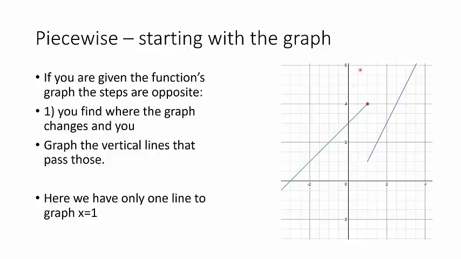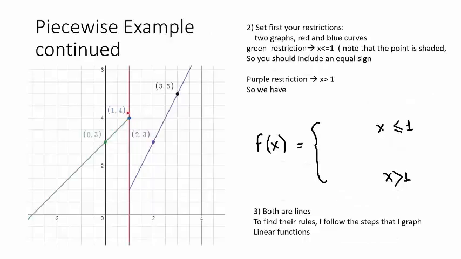What we also see is that the green includes the point x equals 1, while the purple one doesn't include that point. So what we need to do is to actually find the equations of those lines. But the first thing that we do is we graph a vertical line that passes through the number 1. That is the point where the two lines are separated. So we graph this line in order to remember what are the different points that we need to calculate and what are our restrictions.